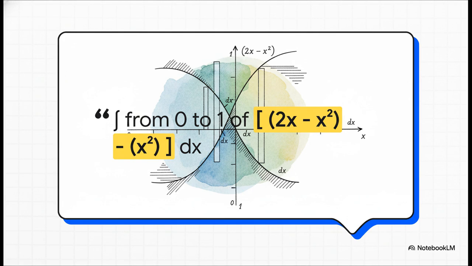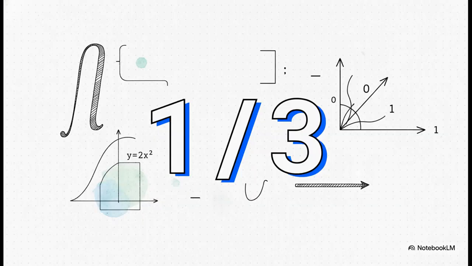It's the integral from our start point, 0, to our end point, 1. And inside, we put our top function minus our bottom function. All of that is getting multiplied by that tiny width, dx. So we simplify what's inside the brackets to just 2x minus 2x squared. We do the integration, and then we evaluate it from 0 to 1. And the result? The exact area trapped between those two parabolas is exactly 1/3.